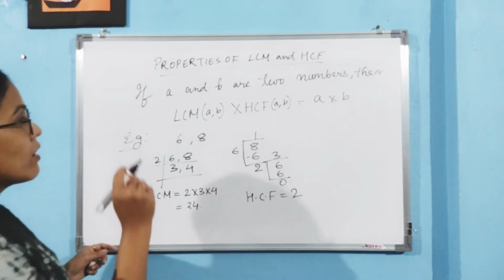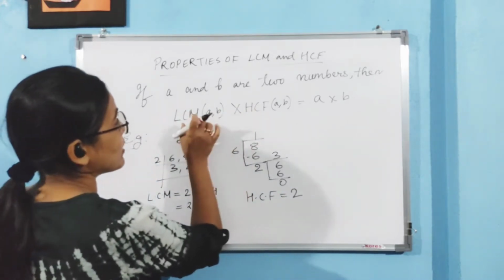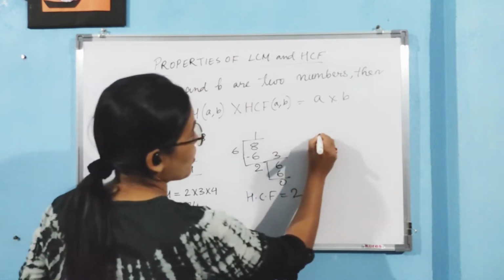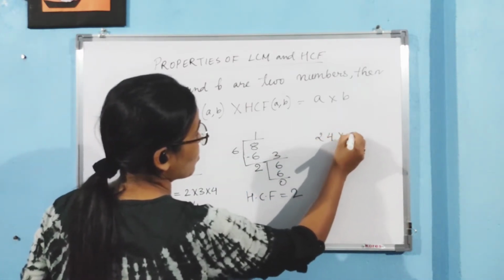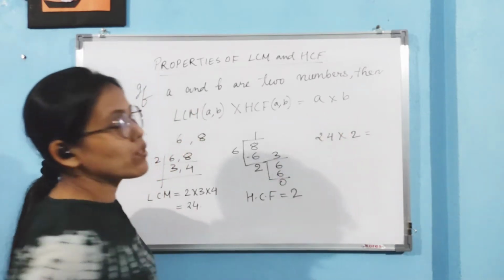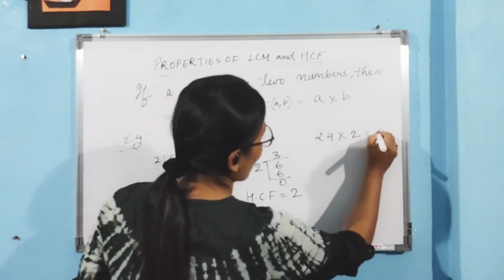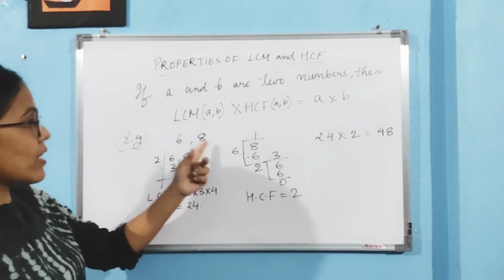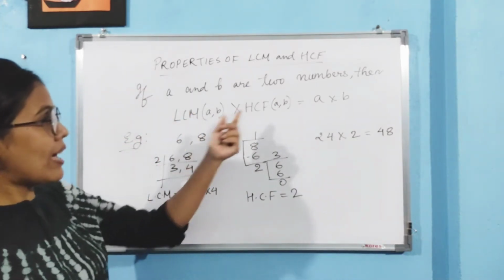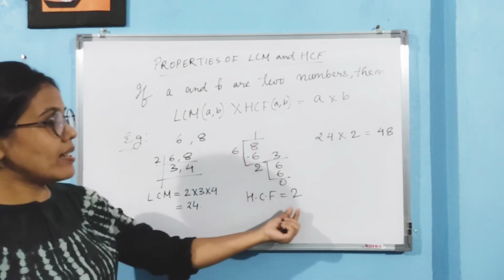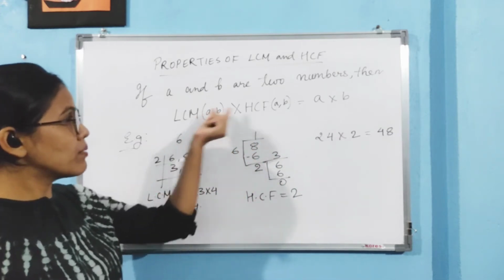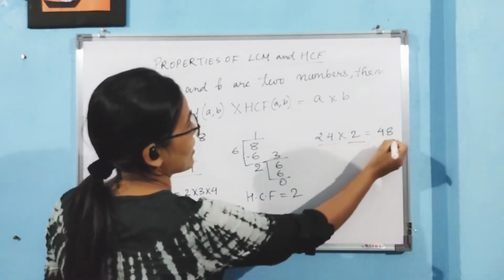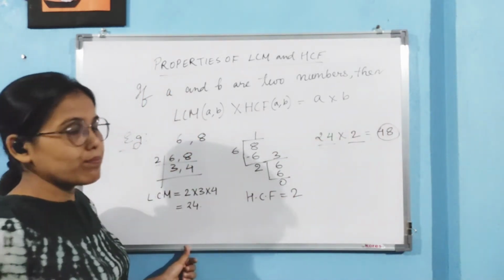Now we will do multiplication of these two numbers. That means 24 into 2. How much will you get? 24 into 2, you will get 48. So LCM of 6 and 8 is 24 and HCF of 6 and 8 is 2. Now we are multiplying LCM and HCF, and you are getting 48.